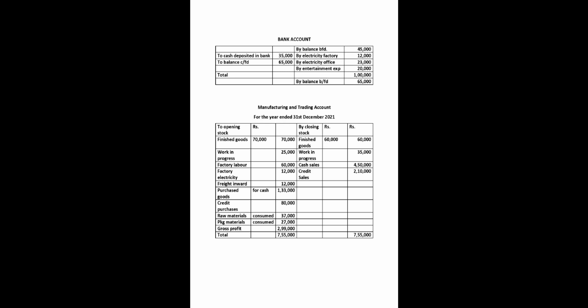Then factory labor, factory electricity, freight inward, trading goods purchased for cash 1,33,000, and credit purchases 80,000 have all been taken on the debit side of the manufacturing and trading account. And on the credit side, we have taken the cash sales and credit sales together, aggregating to 6,60,000 rupees. So the gross profit is 2,99,000, which has been carried to the profit and loss account. Then the administrative expenses like electricity for office, godown rent, staff salaries, advertisement costs, sundry expenses, entertainment expenses, and depreciation have all been shown in the profit and loss account. And the difference between these two sides, debit and credit, gives us the profit earned during the year of 13,000, which has been carried to the balance sheet.